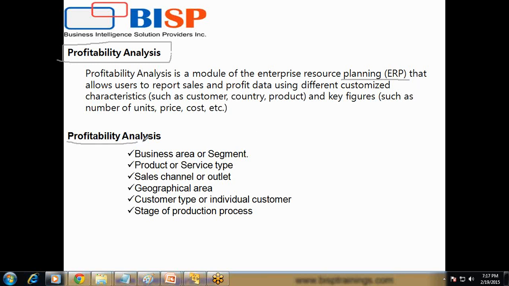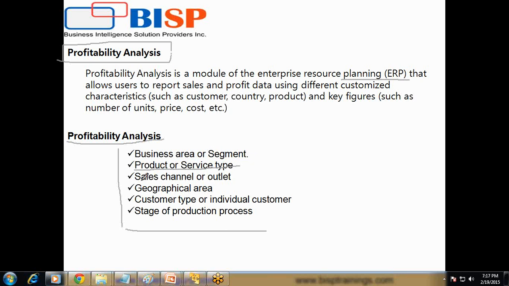Profitability can be analyzed and evaluated with one of these parameters. Business may like to see what the different profitable businesses, products or services are. Which business segments are profitable to me? For example, I'm a manufacturing company and I manufacture multiple products and provide multiple services. I've got different business segments, but which business segment is more profitable compared to another?